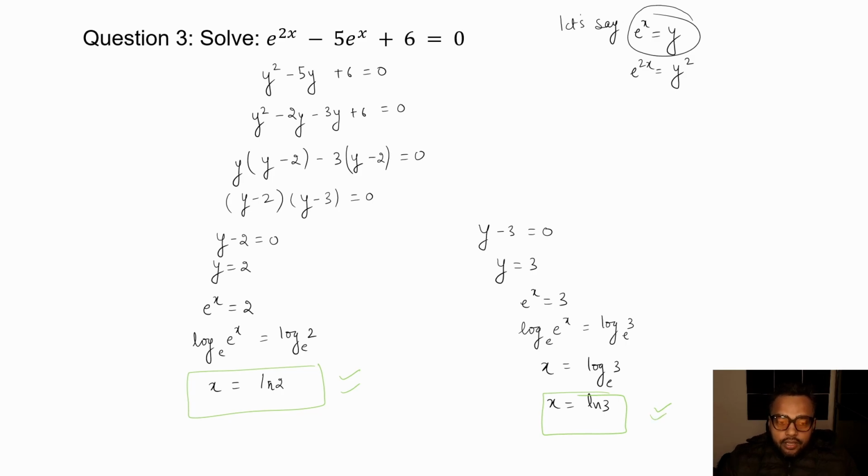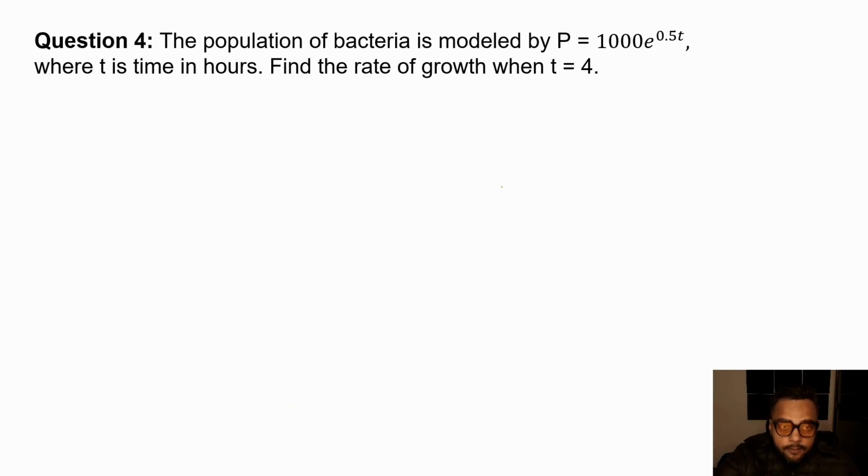So multiple questions could be possible from here. You can see in the previous year question papers also, they have given e power 2x, or it could be e raised to the power 4x as well.